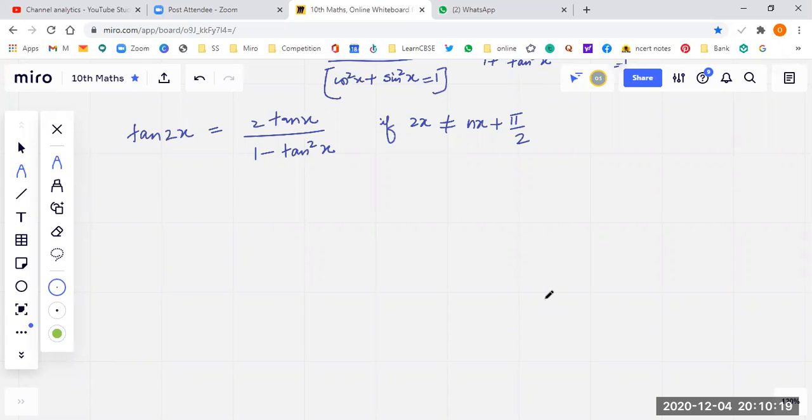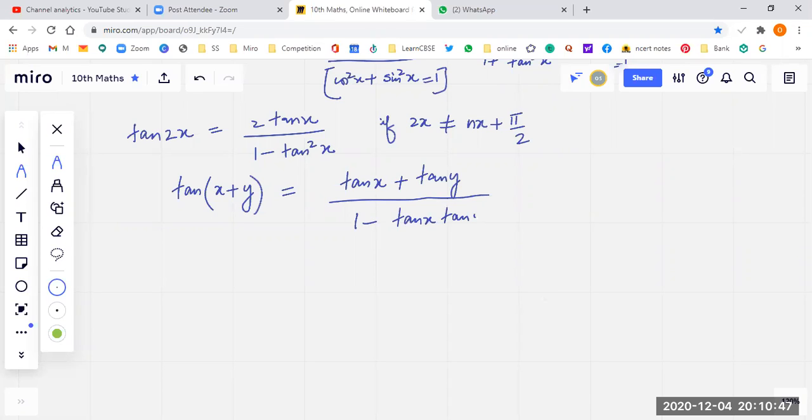Okay, so how do we do it? We know, students, tan of x plus y. Can anyone tell me what is tan x plus y? Good, Ishma. It will be tan x plus tan y divided by 1 minus tan x tan y, right? So you simply replace y by x, you will get this formula. Well, this is done. Please do them yourselves.